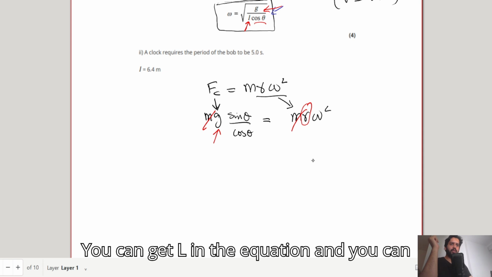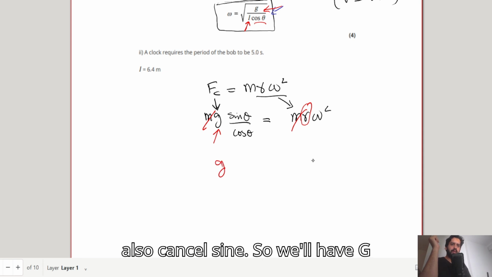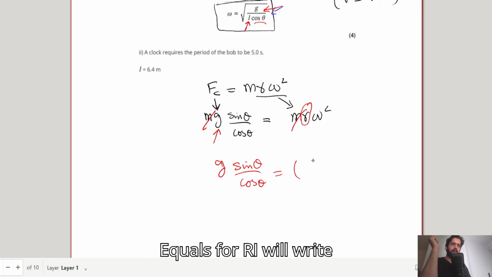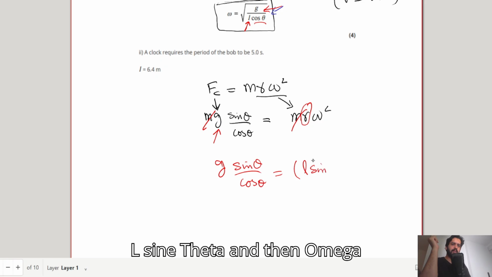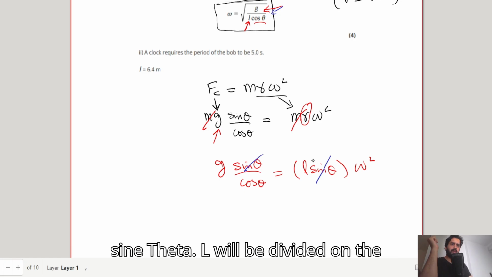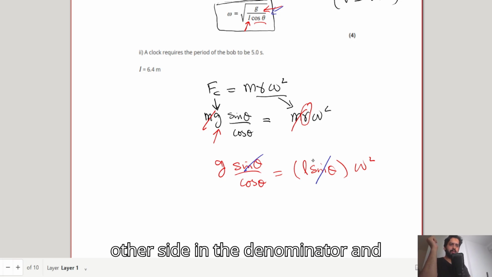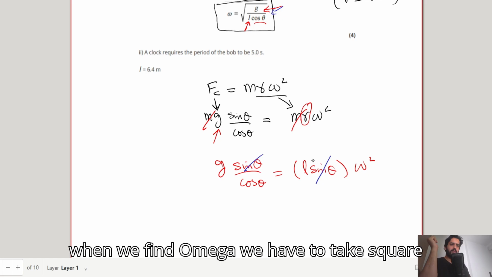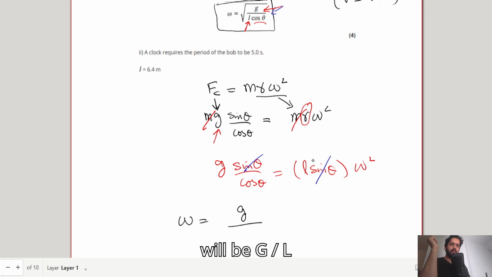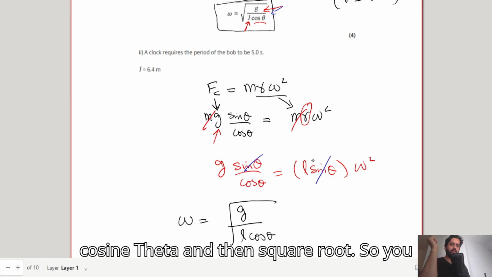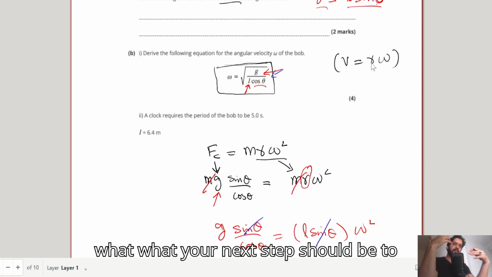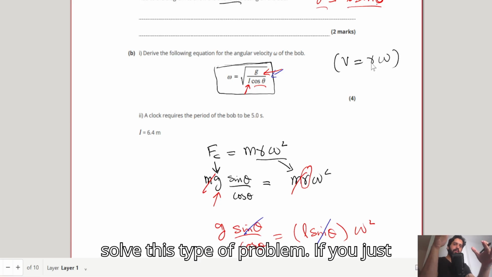You can get L in the equation, and you can also cancel sine. So we'll have g sine theta divided by cosine theta equals, for R, I will write L sine theta, and then omega square. So sine theta will cancel with sine theta. L will be divided on the other side in the denominator. And when we find omega, we have to take square root on both sides. So the final equation will be the square root of g divided by L cosine theta. So you see, you have to think what your next step should be to solve this type of problem.